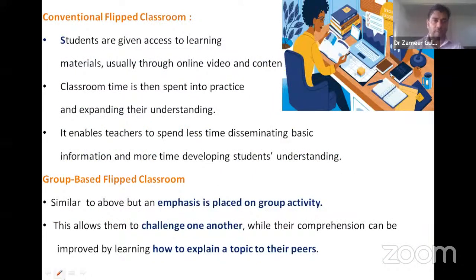If we see the conventional flipped classroom, you are giving the student the learning material, and you are giving him access to the online videos, and whatever content he or she needs, you are providing, and that student will go home and do his job. So this is actually the homework. This homework was earlier done by the teacher. The teacher would teach in the traditional classroom, and then give the assignment. Now we are flipping that over. Now we are telling students to go home and study. Now the classroom time will be spent on practice and understanding and expanding their understanding.